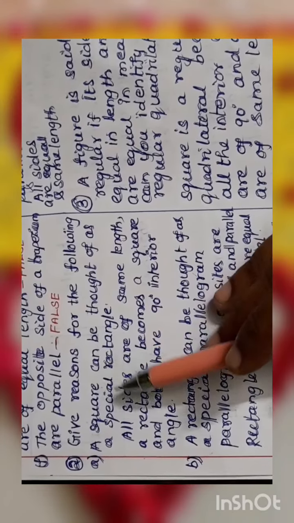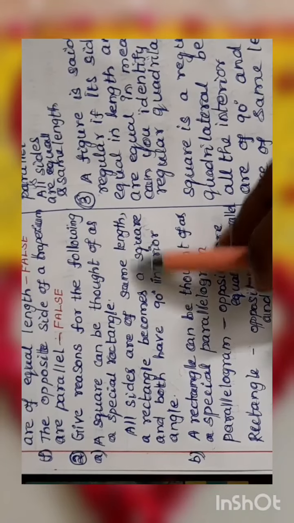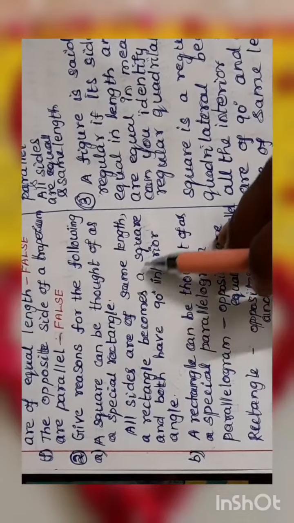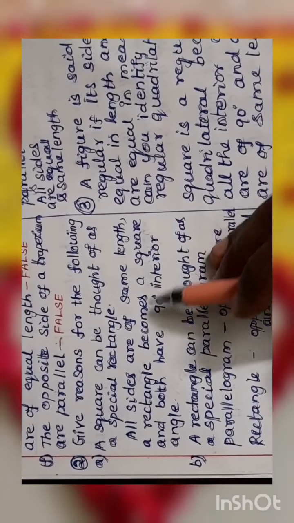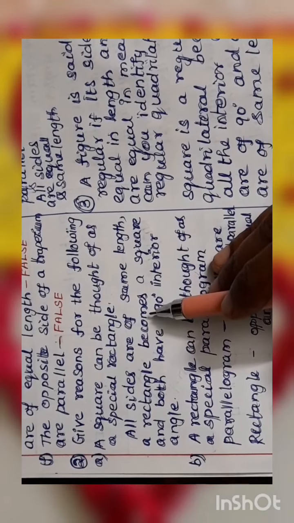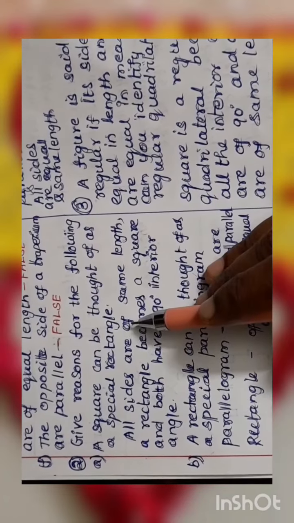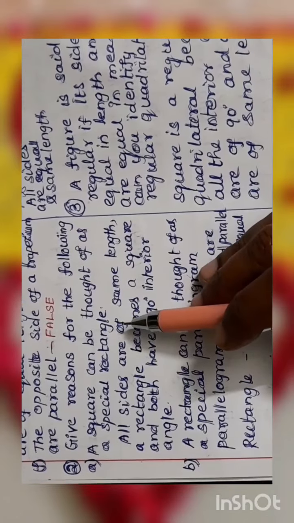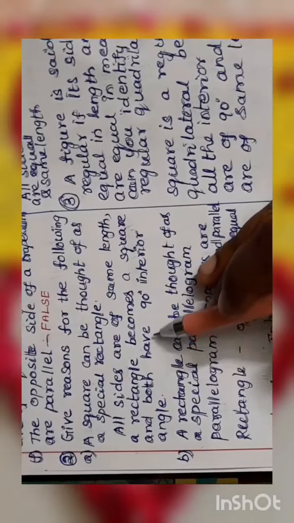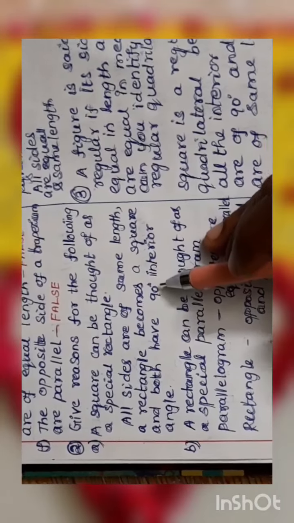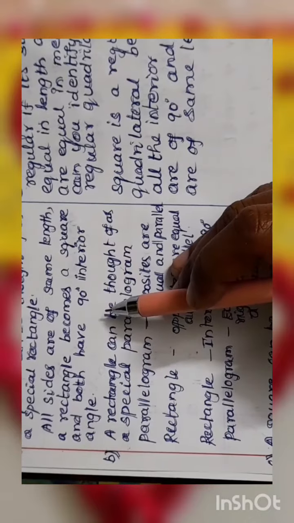So the diagonals are equal. All the sides are of the same length in a square. A rectangle becomes a square when its sides are equal, but both have 90 degree interior angles. In a rectangle, opposite sides are parallel and equal. In the square all the sides are the same length, but there is one common point, that both have 90 degree interior angles. So we call it a square can be thought of as a special rectangle.